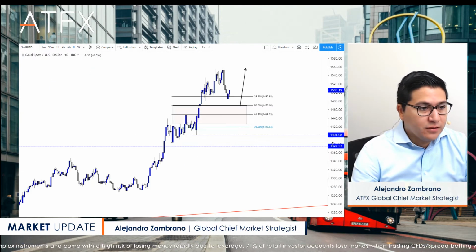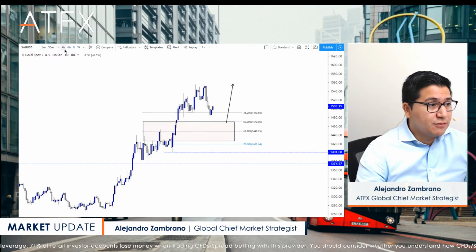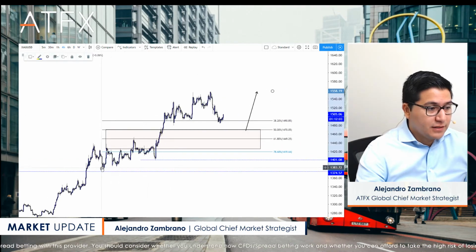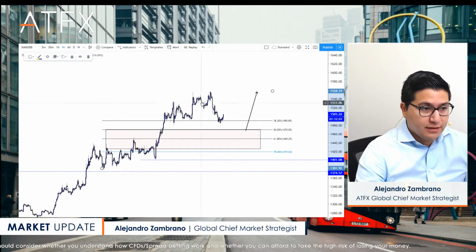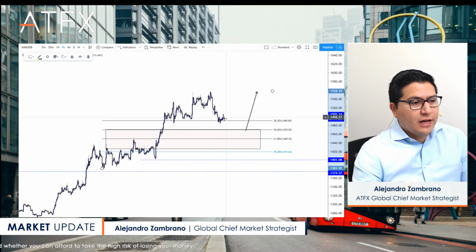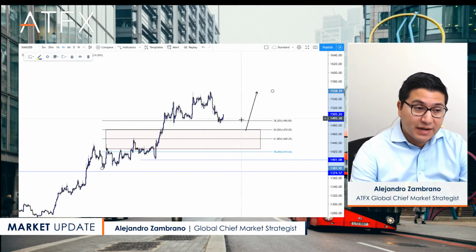Okay, gold. Let's talk about gold. Gold actually bounced nicely from these levels. That will be the first fib of the rally from this low, which is 1383 all the way up to 1559, and it's bouncing quite nicely here. Wouldn't be buying here though personally.